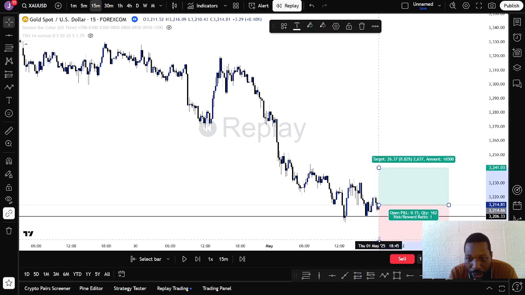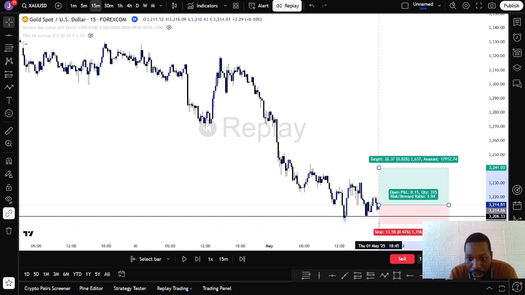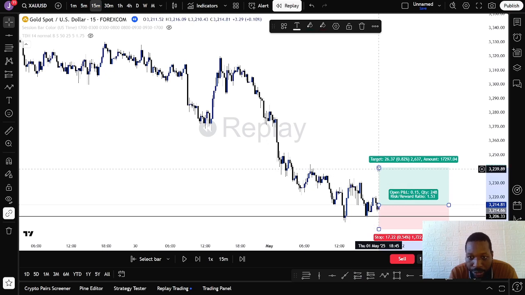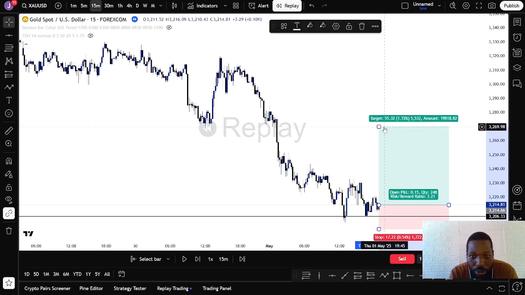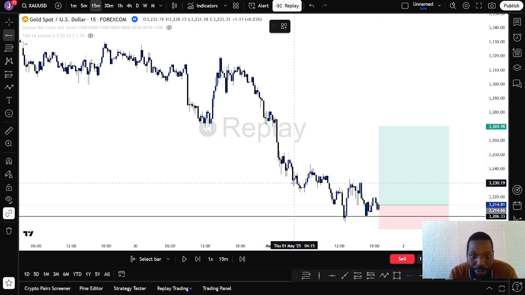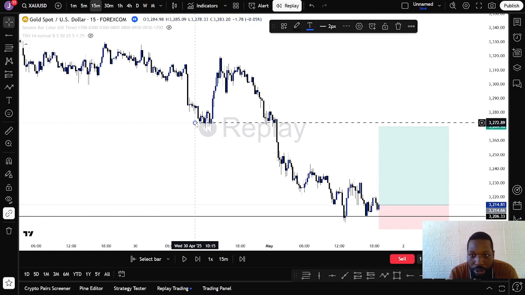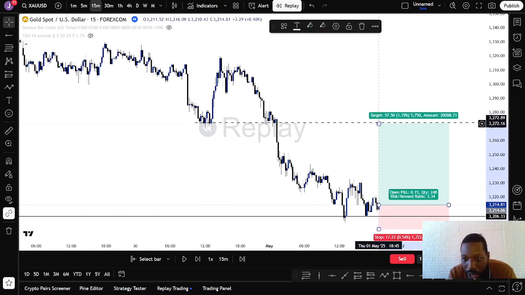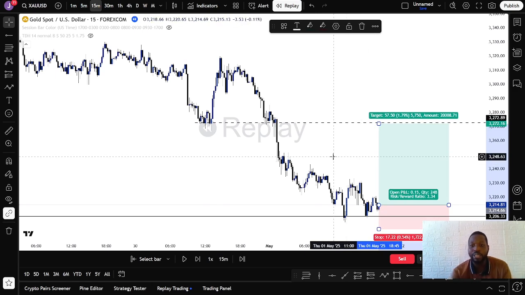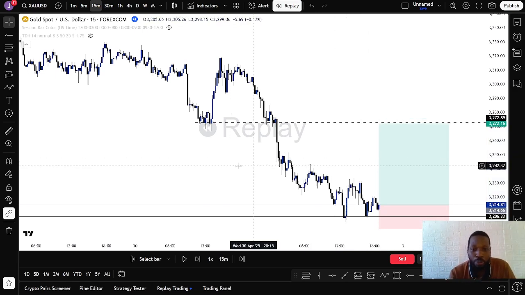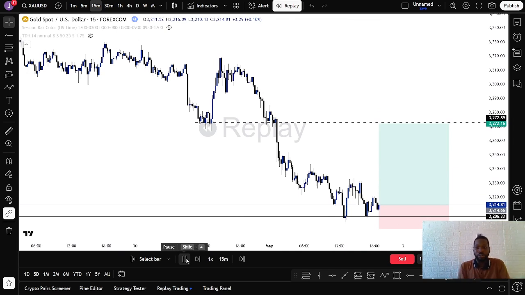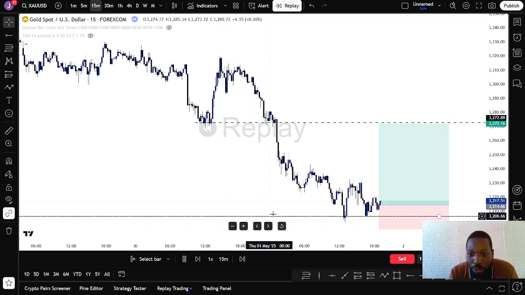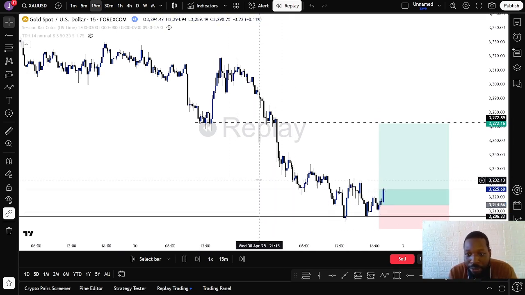Then we'll make sure that, from neckline to neckline, right now we are having a 1:3 RR, right? So we should look at what the market actually does after testing our 0.5 Fib level.